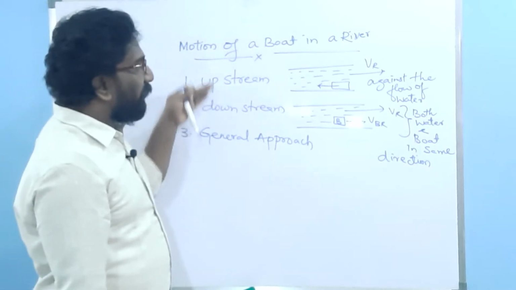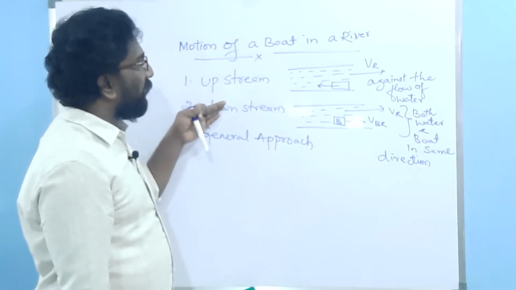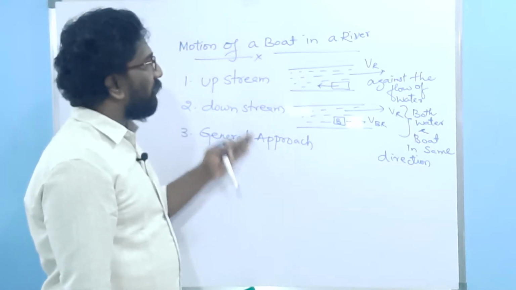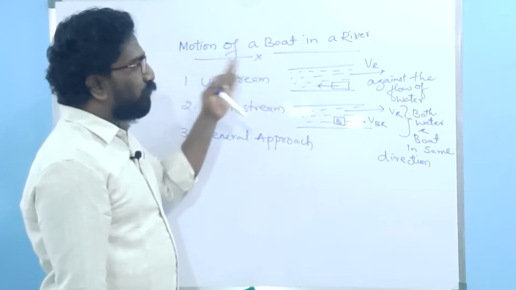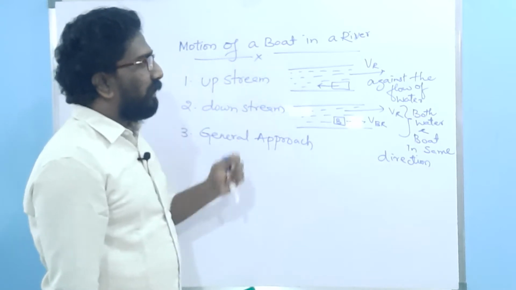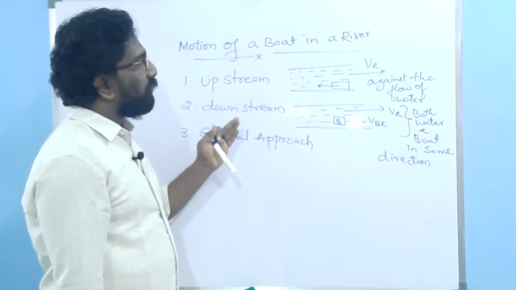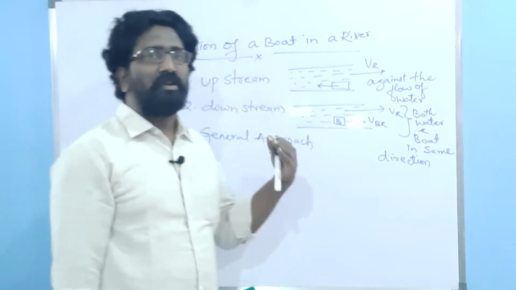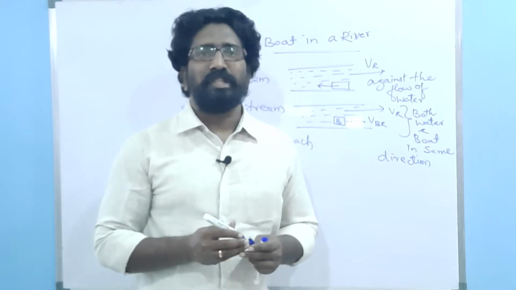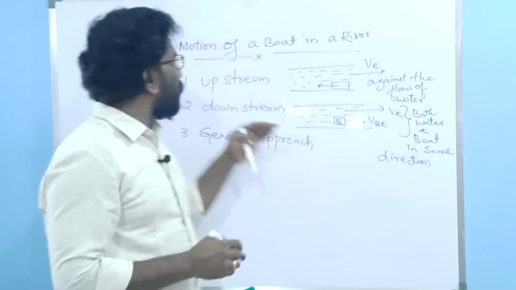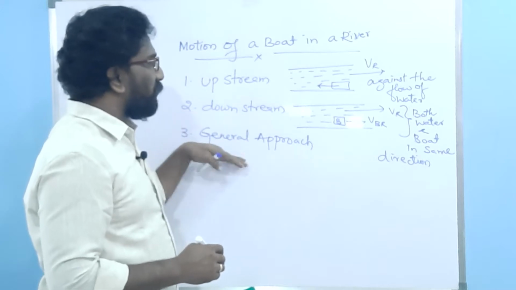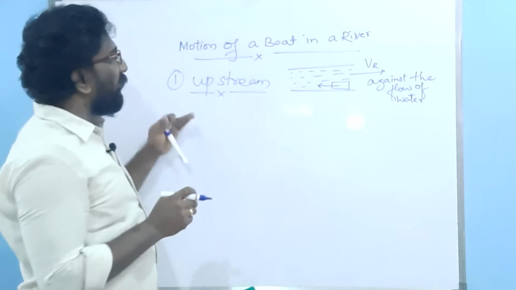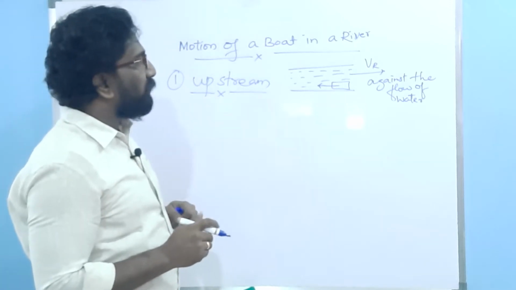So these are two very important concepts, and later we will study the general approach, the one you have seen even in the swimmer and river problem. Here in the motion of a boat in a river, we will see three different concepts: upstream motion, downstream motion, and the general approach of a particular boat. We will first study the upstream motion of a boat.